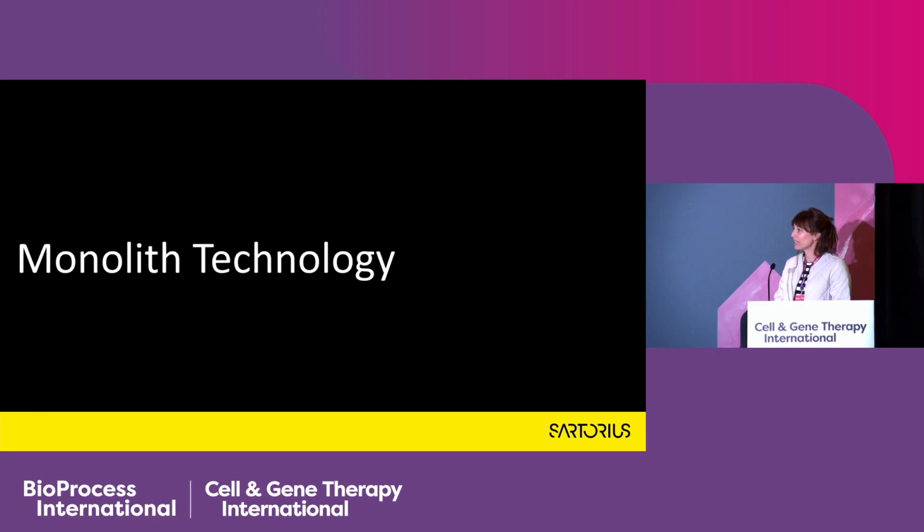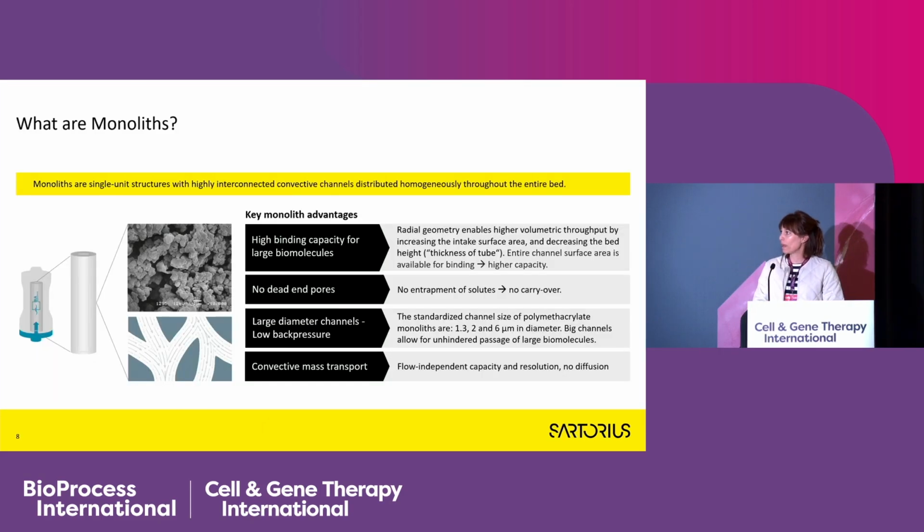Just 2 slides about our technology. So what are the monoliths? The monoliths are tubes. They look like a piece of chalk, and they are packed into the housing. So here is the electron microscopy picture, and the gray part is the matrix, and the black part are the channels in the chromatography media. So in the channels, on the surface of the channels, there are binding sites for our biomolecules.